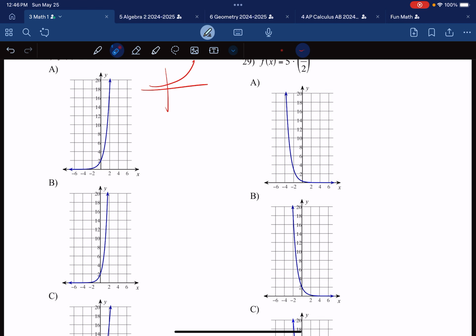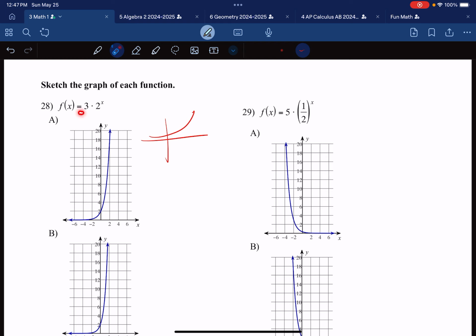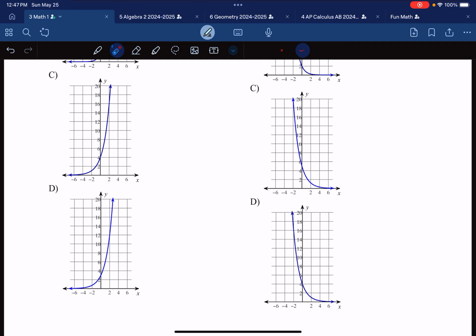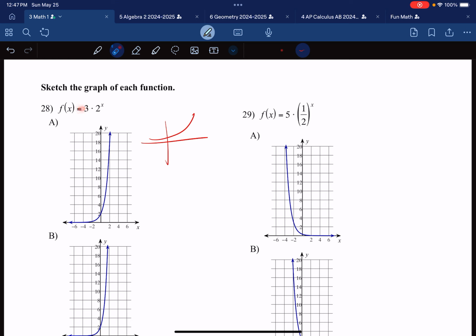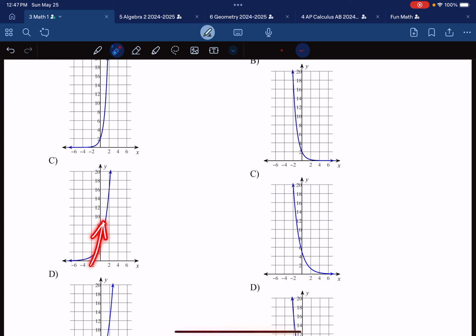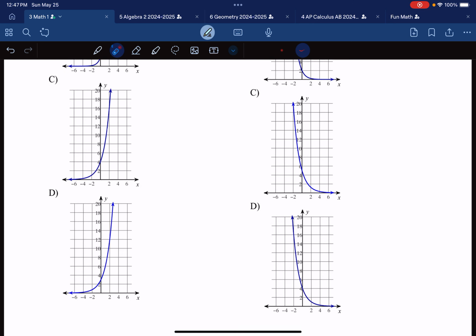So the first thing that I'm noticing is that my coefficient out in front is a positive, which means we are on the top half of the graph, and everything is in the top half of the graph. So that's not as helpful as it seems. If this was a negative, then it would be something that lives down in the bottom half of the graph. The next thing that I'm seeing is that I have a base of 2, which means I am getting bigger. This one's getting bigger, this one's getting bigger, and this one's getting bigger. So it seems that they're all getting bigger.